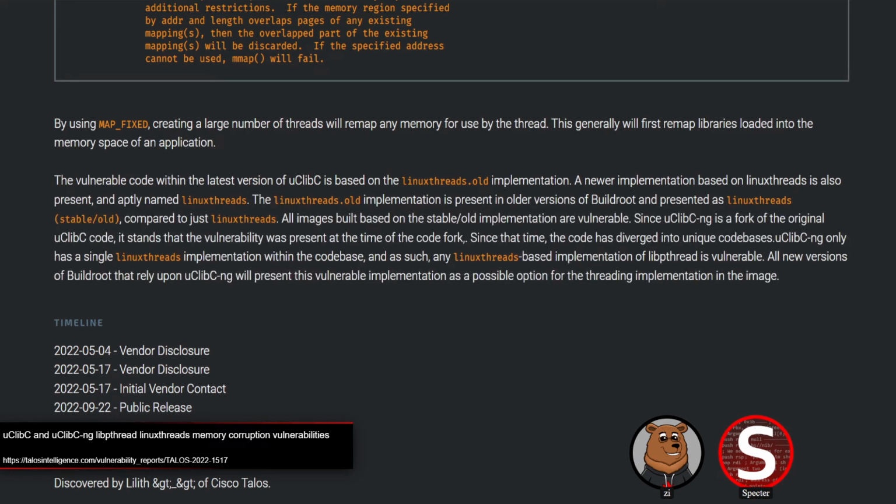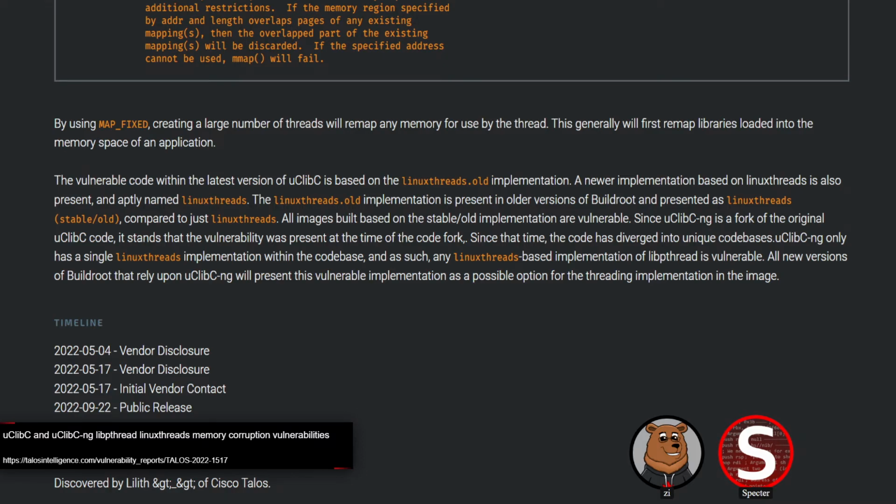It is something a little bit weird, because it seems like it could be a bit of a dependency issue. So it might have just been that they updated the dependency, which, fair enough. They talk about how LinuxThreads old is where this vulnerable code is implemented, which is also referred to as the stable version. So there are these two different versions of LinuxThreads, though uClibc-ng will only have the one. So it seems like all versions of Buildroot that use uClibc-ng will have that vulnerable implementation, which they talk about towards the end. But yeah, I couldn't really find the bug, unfortunately.